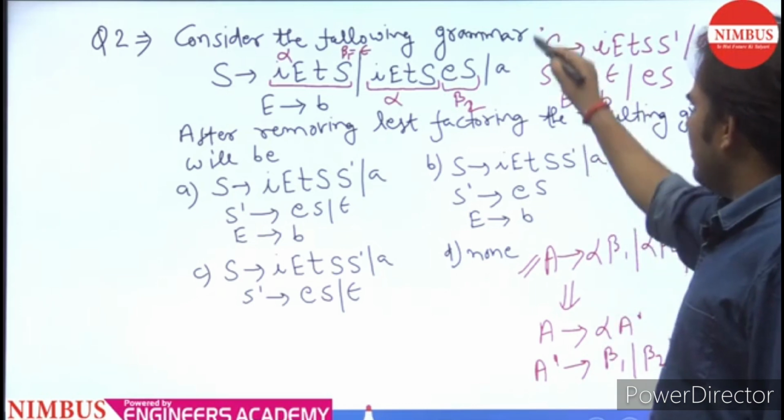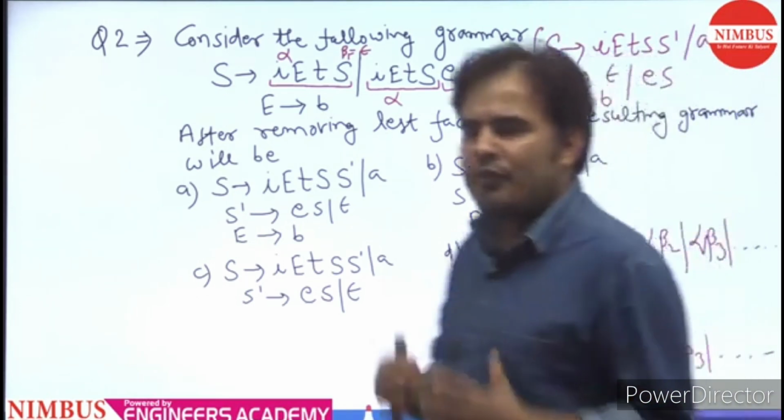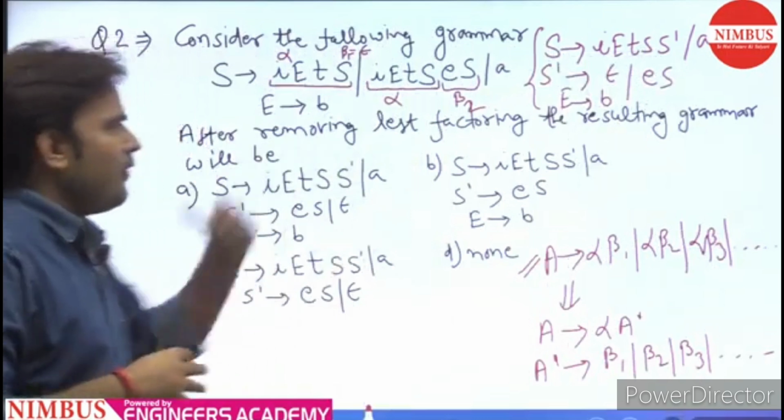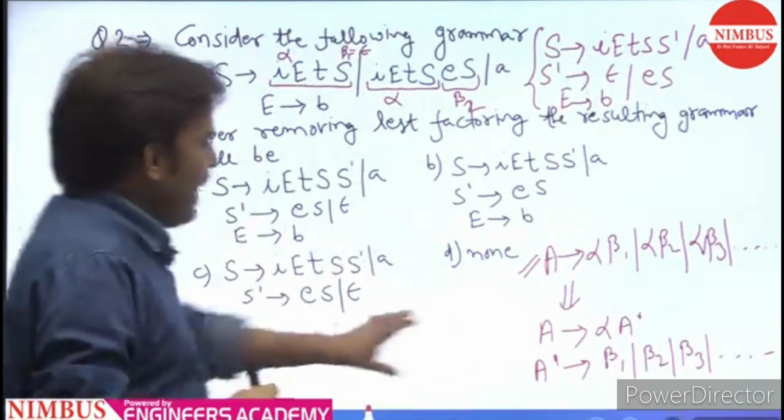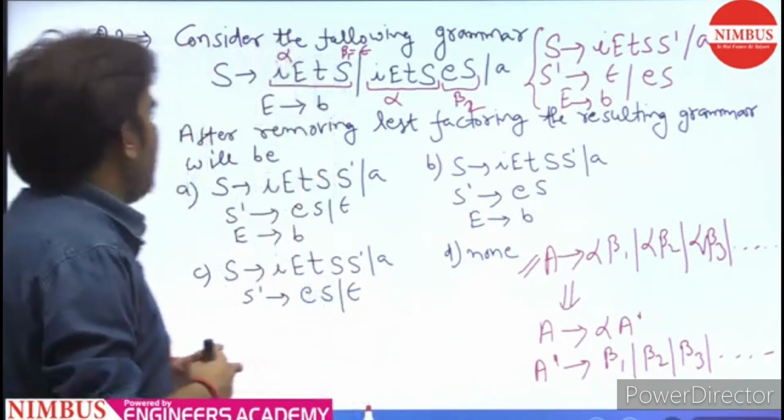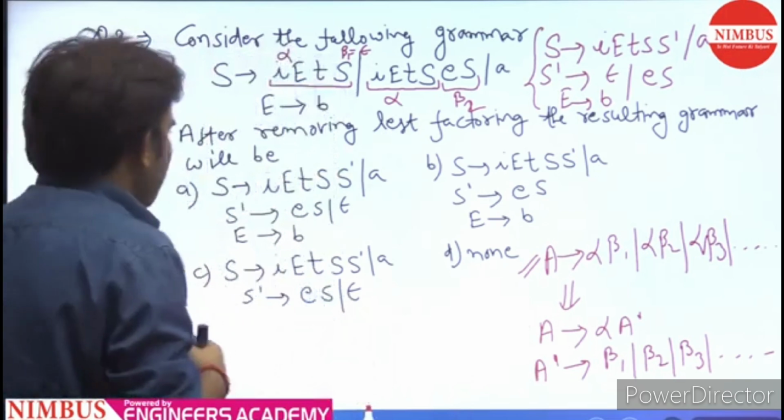And after that E tends to b, we already have in the grammar. So this is the grammar after eliminating left factoring from the grammar with the help of these two productions. Okay, let's check which option is correct here.